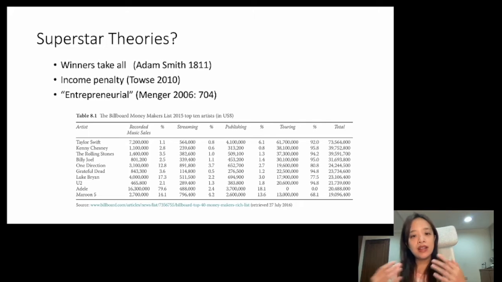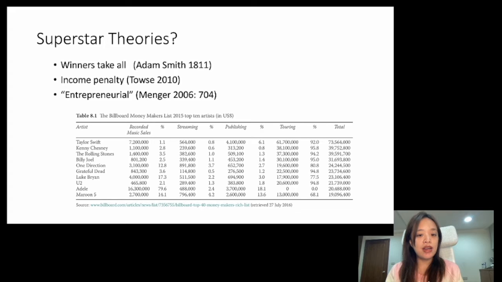And also later on, scholars like Menger suggest that it is actually important for the artist, the creative, or the symbol creators themselves to also be entrepreneurial, because they have to understand how to communicate what they have, and to come up with a specific type of business model that suits them.